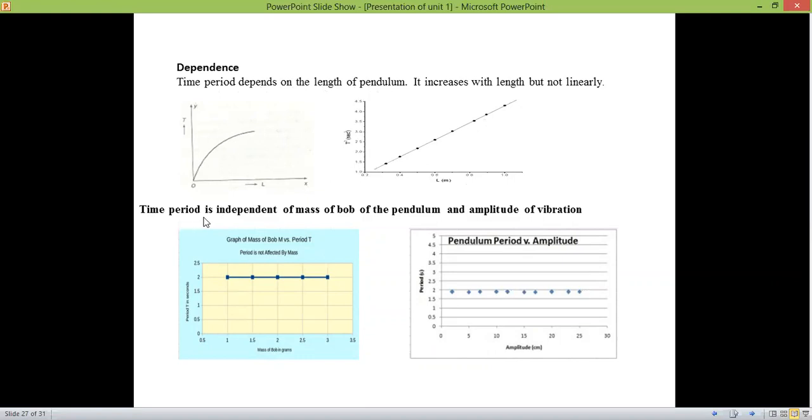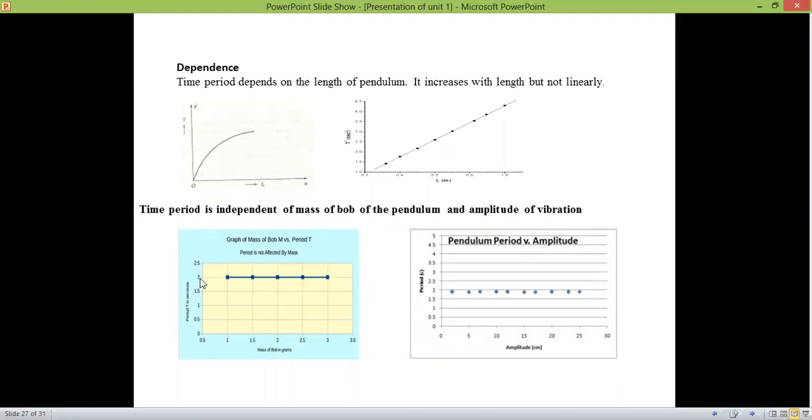The time period does not depend upon the mass of the bob or the amplitude of vibration. So if we are doing the experiment using bobs of different masses, there will be no effect on the value of time period. Or if we are changing the amplitude of the bob, there will again be no effect on the value of time period, and the shape of the graph will be a horizontal line.